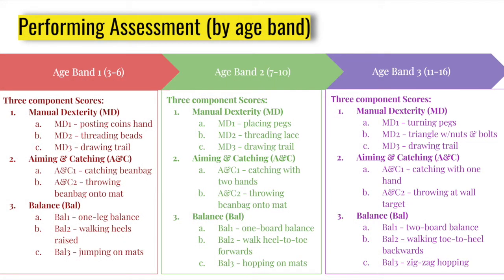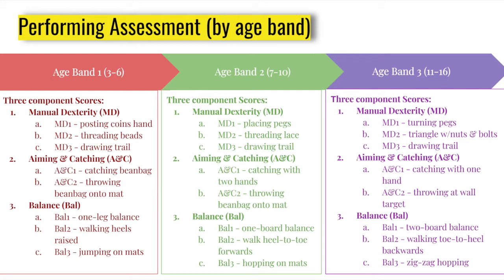Here are a list of all the tests performed in the Movement ABC, broken down by age band and components. As you can see, there are 3 components under each age band: manual dexterity, aiming and catching, and balance. Later on, you will see a child in age band 3 perform 1 assessment from each component. So before the assessment is performed, a demonstration is provided, and the child is allowed a practice phase for each test. For all manual tests, a maximum of 2 formal trials are allowed.